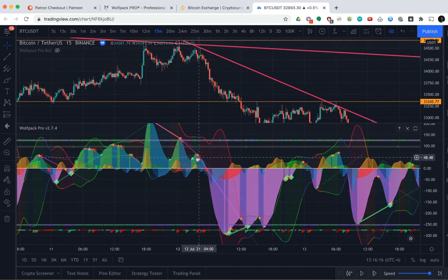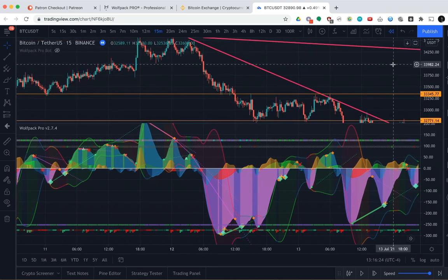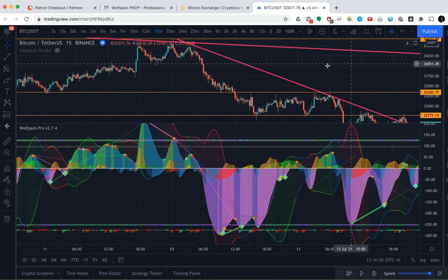Currently, we're fluctuating in between this area here, this downwards trend line coming down from the top of this peak. Up here on our indicator, we've got a red X right at the very top, indicating a strong sell signal.